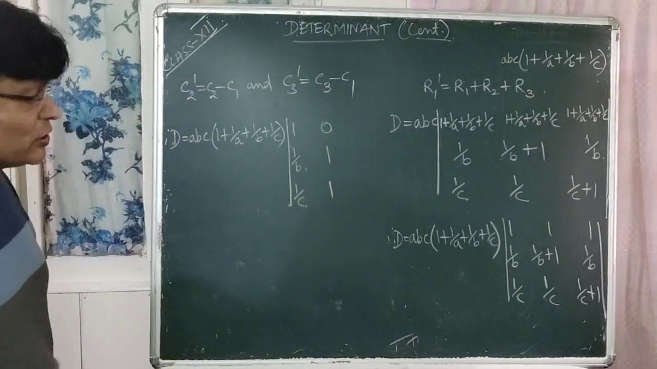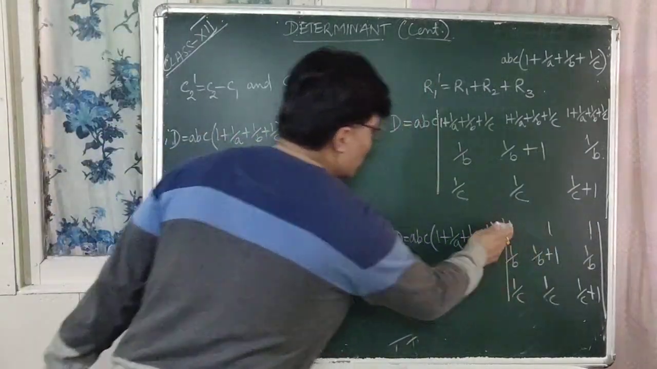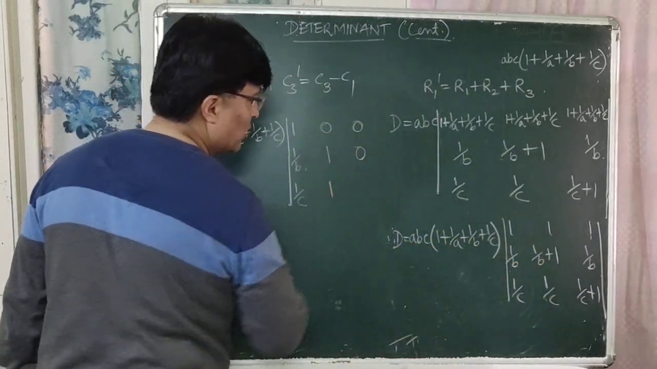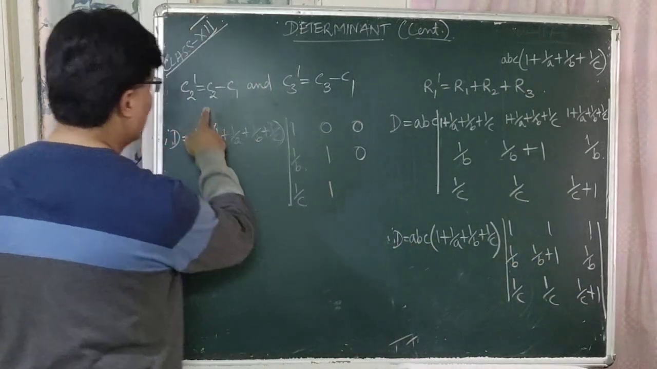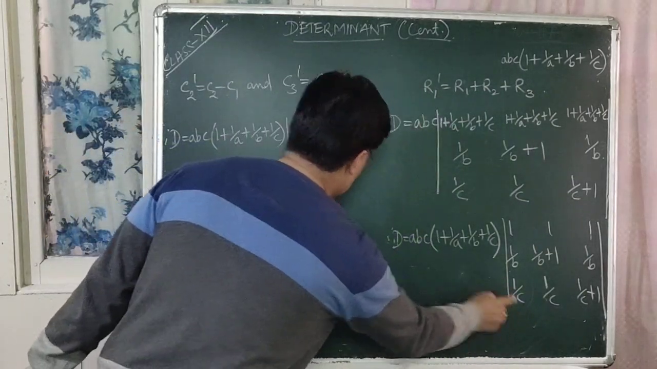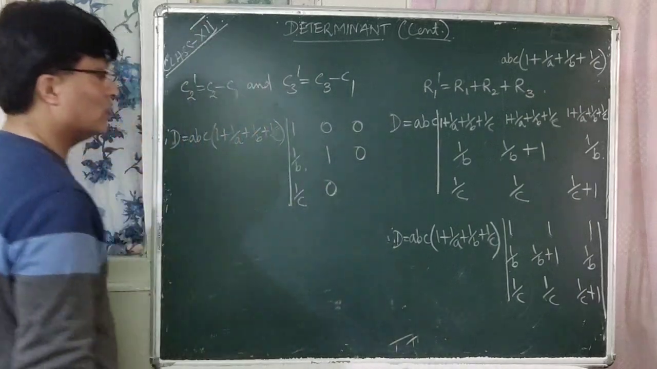That is column 3 is changing. So 1 minus 1, 0. 1 upon B minus 1 upon B, 0. C2 minus C1, isn't it? So this term is 1 upon C minus 1 upon C, this one is 0.